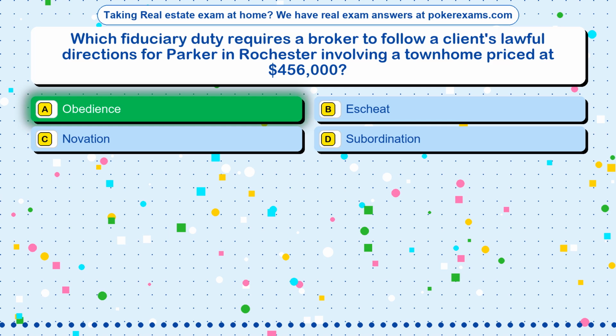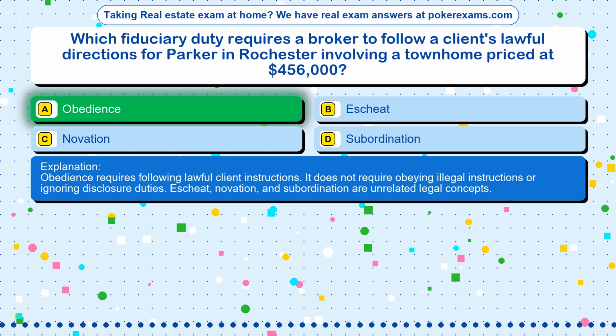The correct answer is option A, obedience. Obedience requires following lawful client instructions. It does not require obeying illegal instructions or ignoring disclosure duties. Escheat, novation, and subordination are unrelated legal concepts.